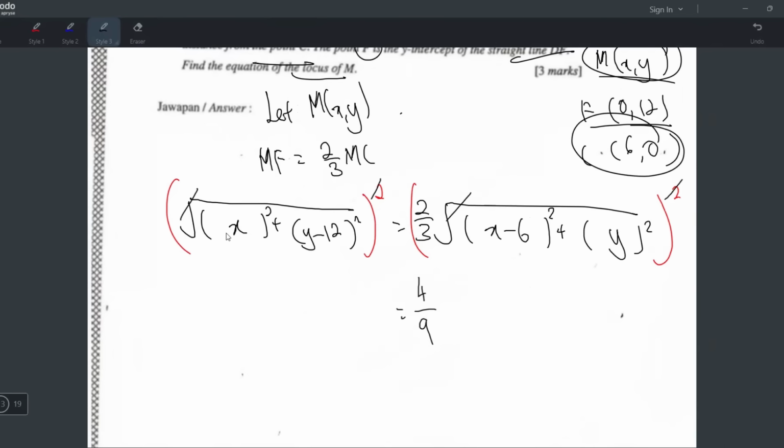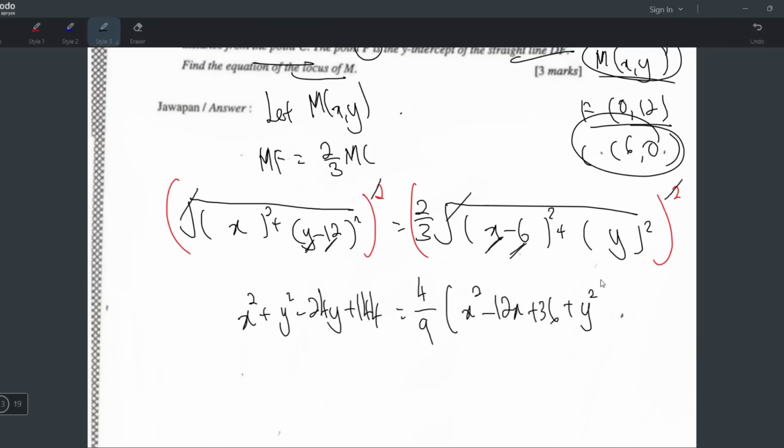Here we are left with x squared plus, this one you should expand. How to expand? First take y squared, and then y times negative 12 times 2, which is negative 24y, and then negative 12 squared is positive 144. Then 4/9 times the bracket (x minus 6) squared. You expand: first take x squared, and then x times negative 6 times 2, so negative 12x, and then negative 6 squared, plus 36. And then plus y squared. The square root is gone.